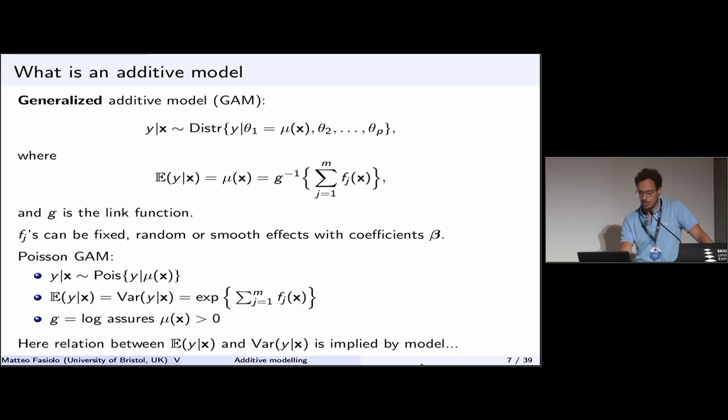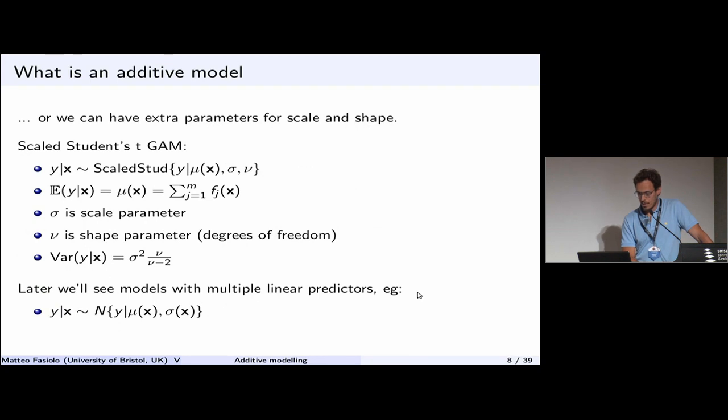On the other hand, we can of course have models where we have extra parameters for the scale, that is the variance, or the shape. For example, we can have a scaled Student GAM model where the conditional distribution is a scaled Student distribution, and we are modeling additively the expected value of y given x. Then we have a scale parameter determining the variance, and a shape parameter which controls the degrees of freedom.